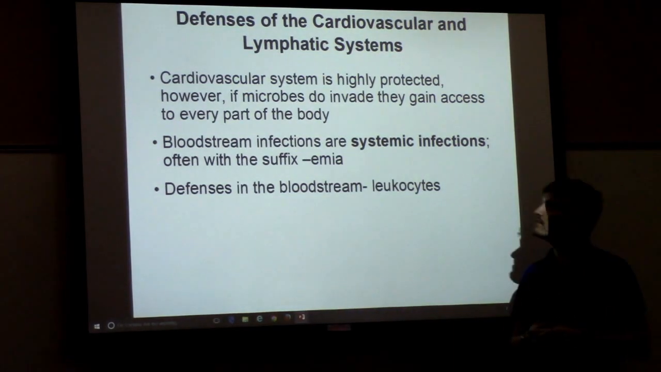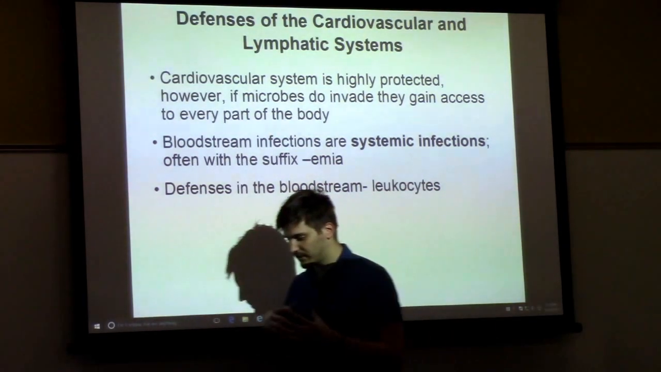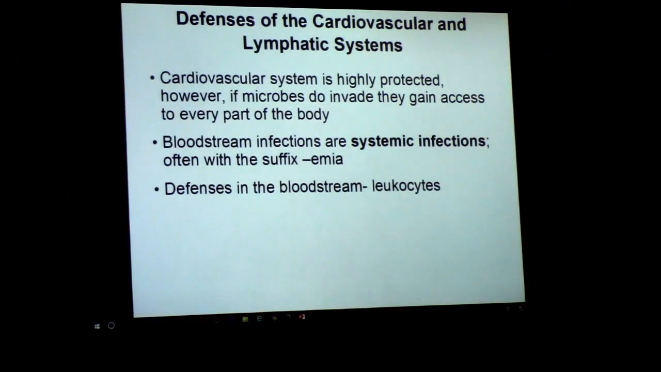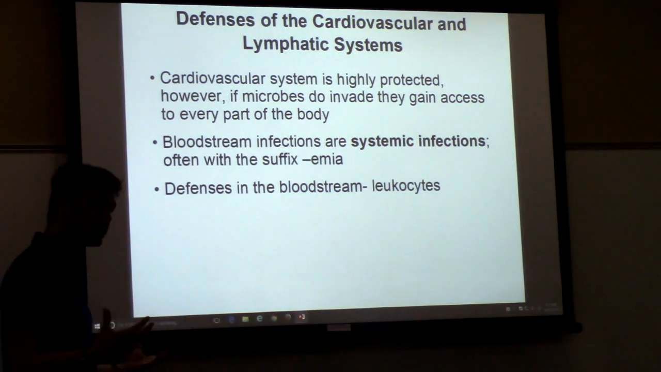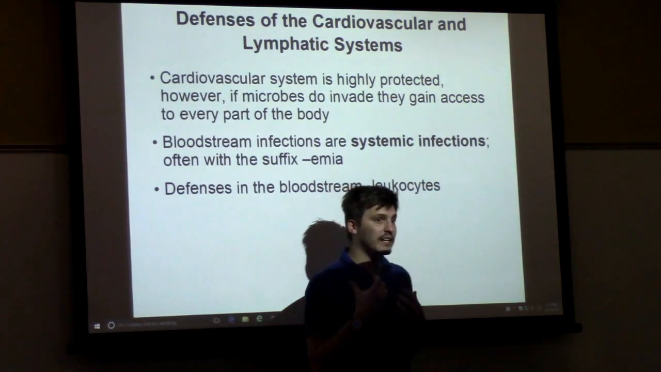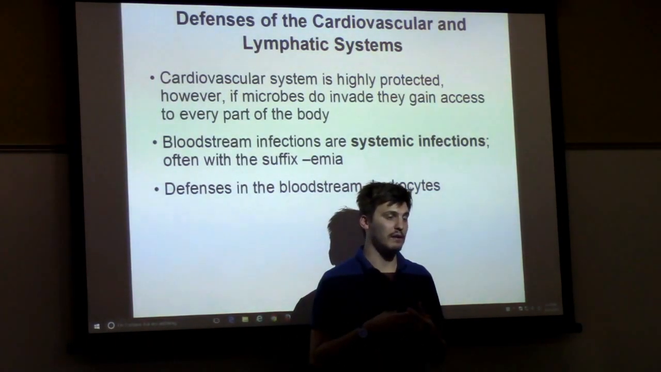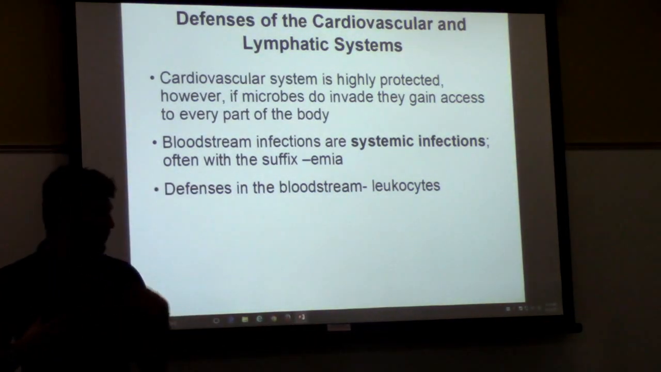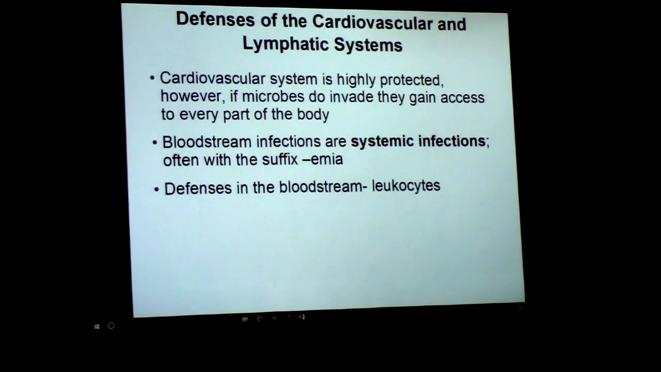As far as defenses are concerned in both the cardiovascular and lymphatic system, there are a lot of them, and this is a double-edged sword. You have a lot of immune cells in the bloodstream and in the lymphatic system. In fact, the majority of your immune cells are found here, so there are a lot of guys there to fight an infection if it does occur. But if an infection does eventually take hold in either system, all of these immune cells are there and respond very, very quickly.